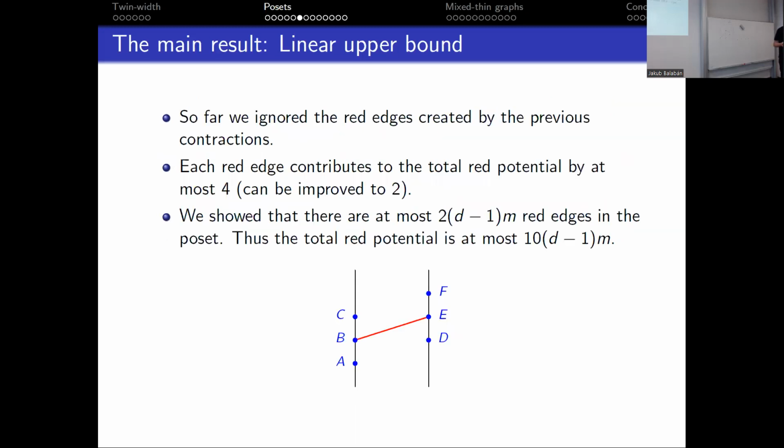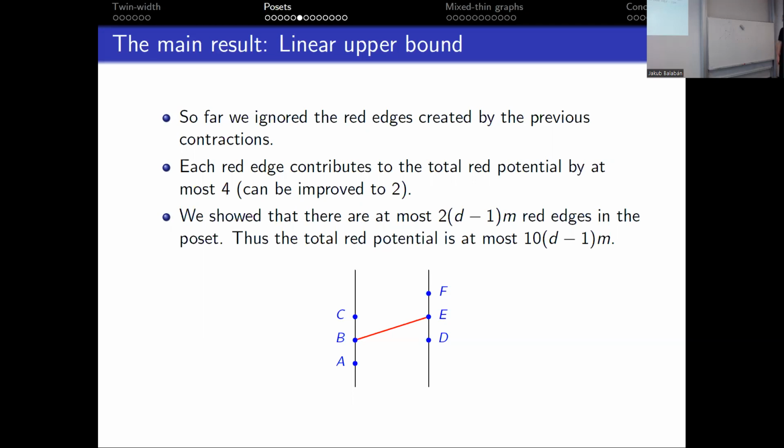But as I mentioned, so far I have ignored the red edges, so we must also add the contribution to the red potential of the red edges. As you can see in the picture, each red edge contributes at most 4 to the total red potential of the entire poset, because at most to these 4 pairs of contractions. If we count more carefully, we could improve this from 4 to 2, but I will skip this idea.